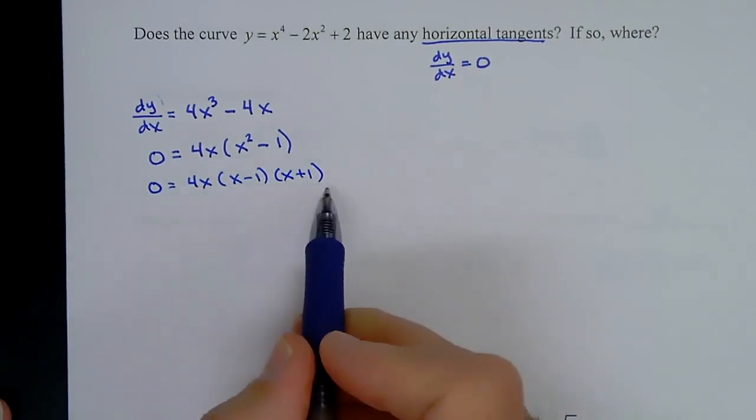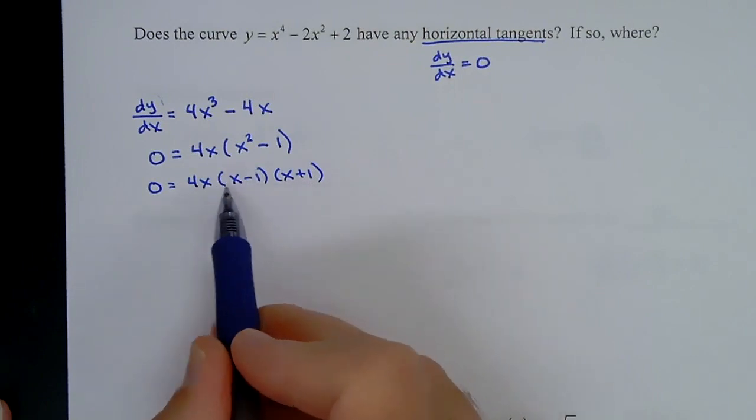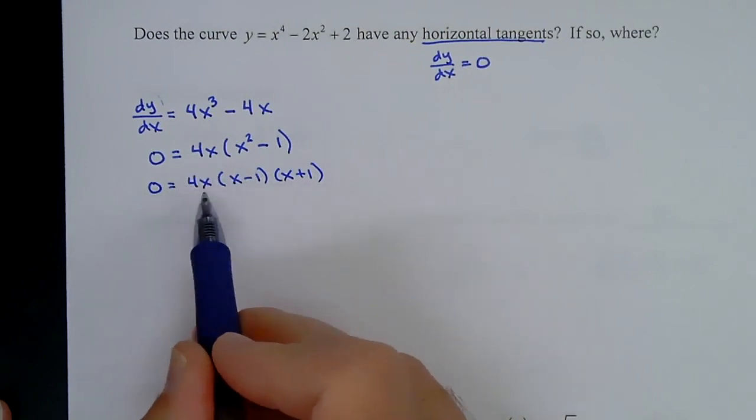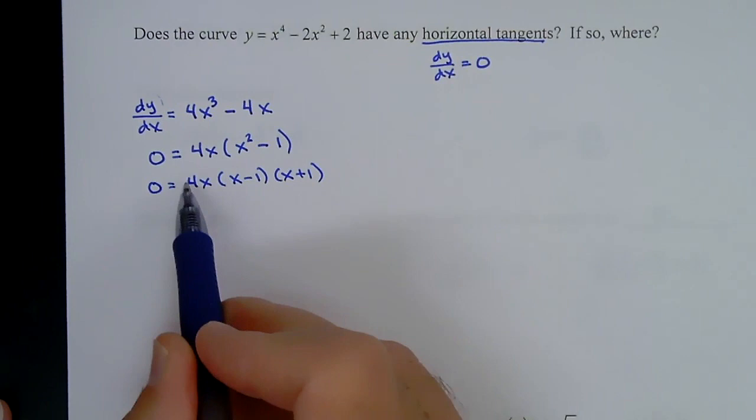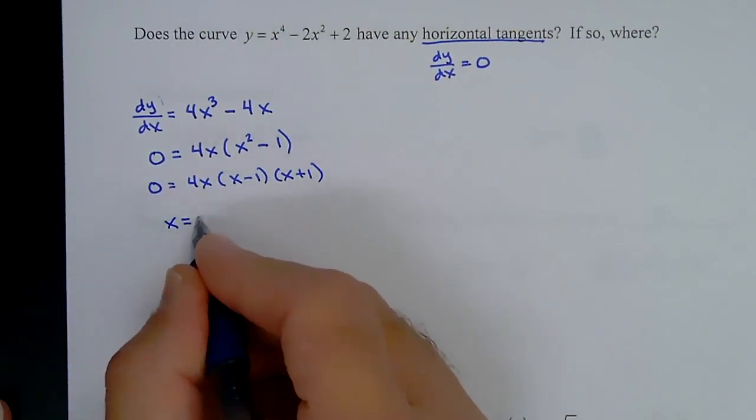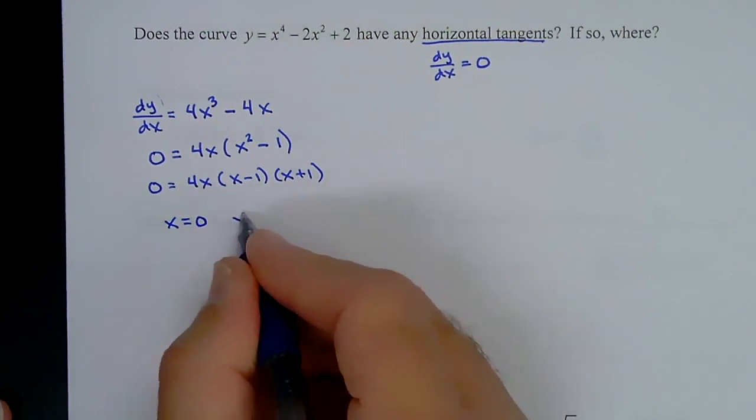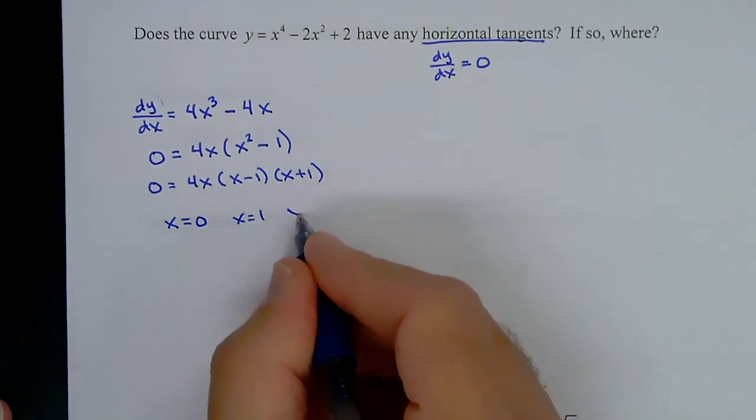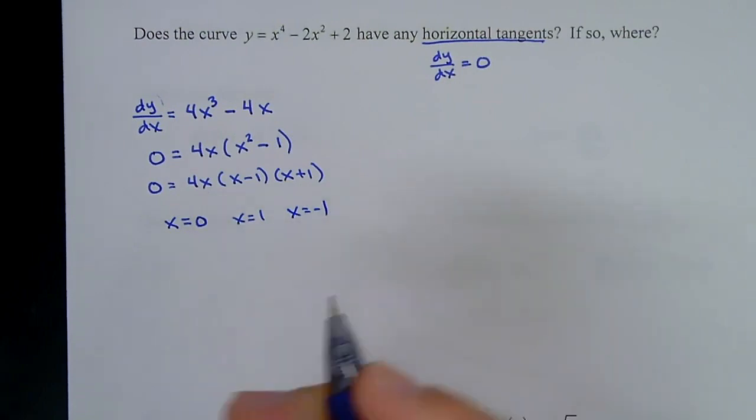And the only way for this to be 0 is if this factor is 0, this factor is 0, or this factor is 0. The only way for this factor to be 0 is if this x is itself 0. So our answers are x equals 0, x equals 1, and x equals negative 1.